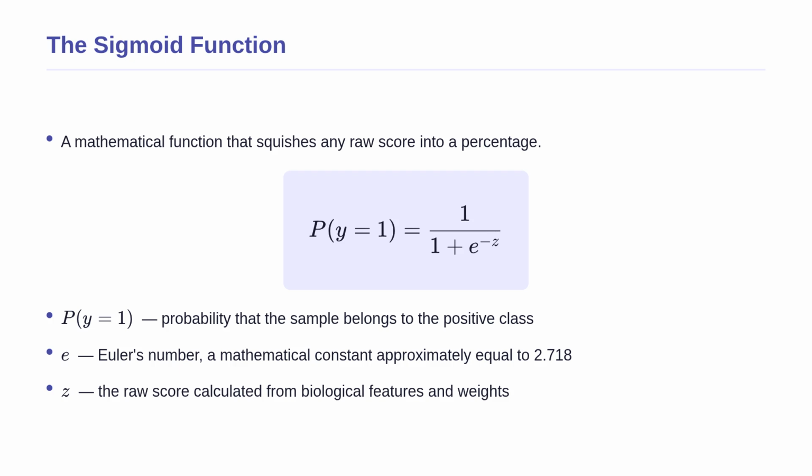If the raw score Z increases and becomes a large positive number, the exponential term becomes very small, making the probability approach 1, or 100%. Conversely, a large negative score pushes the probability down towards 0.